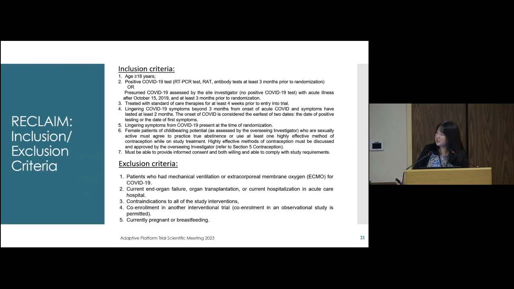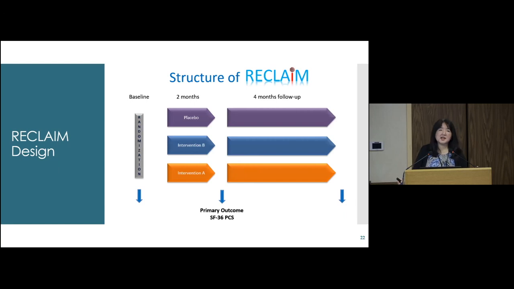And so these are just inclusion and exclusion criteria in the trial. I'm not going to go into detail about that. But I want to show you that the setup of this trial is that people come in, they get randomized. The primary outcome is at 2 months. But because of the episodic nature of the condition, we're following people up to 6 months.